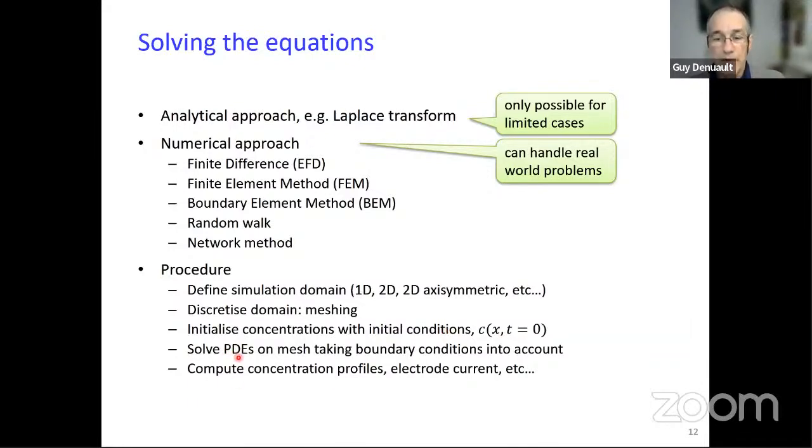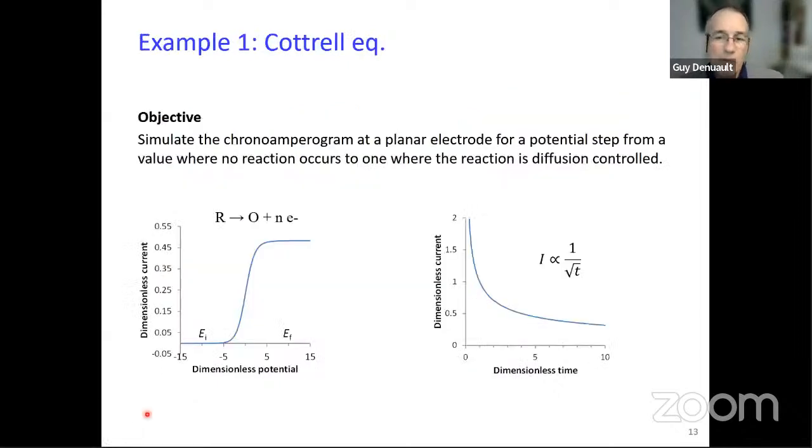We solve the partial differential equations on the mesh, taking into account the boundary conditions. And then when we've solved the concentrations, we then calculate the current. We plot the concentration profiles. We might calculate the potential if it's a galvanostatic experiment, or we might calculate the impedance. So essentially, this is how it works. So this is my first example, and I will build it up slowly. Later on, when I take more complicated examples, I will go a little bit faster.